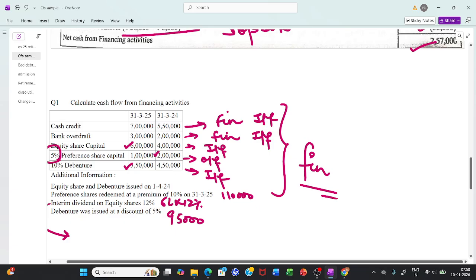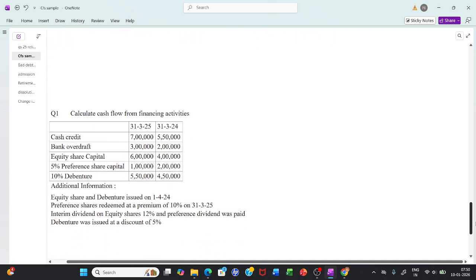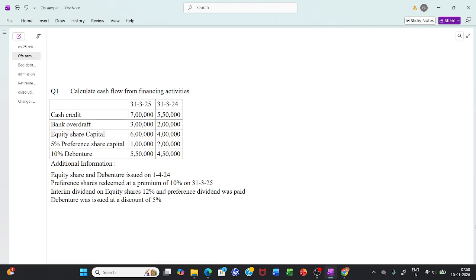If it would have been issued at premium, the premium part would also have been added there. So these are the financing activities. In this question you are not asked operating, only the financing part is asked. Let's move on to the next part. I have put another question here, same as the previous one, but the only change I have put here is preference shares are redeemed at premium, interim dividend on equity, and preference dividend was paid.